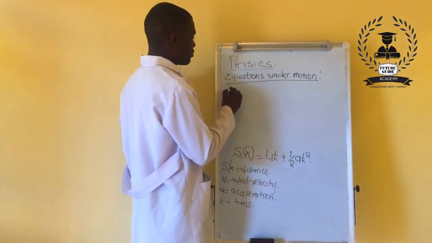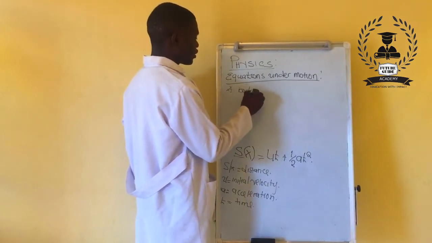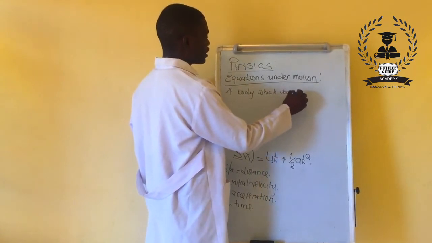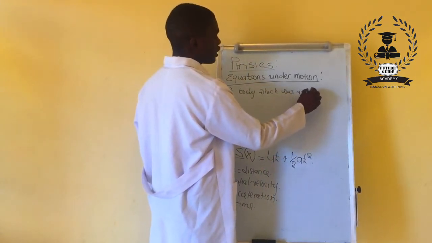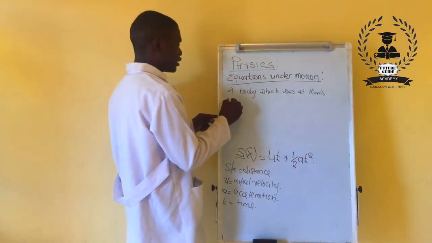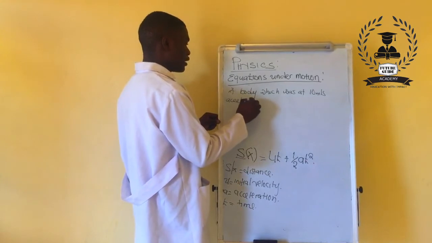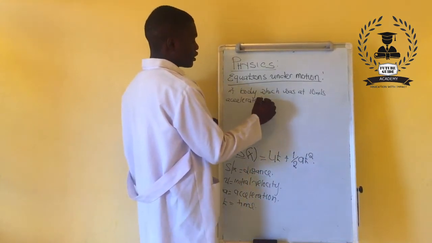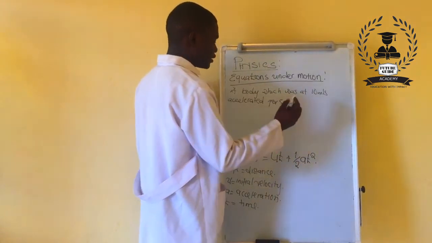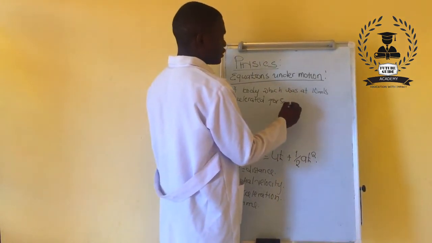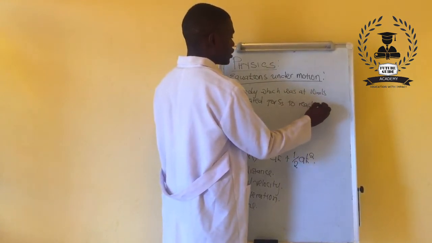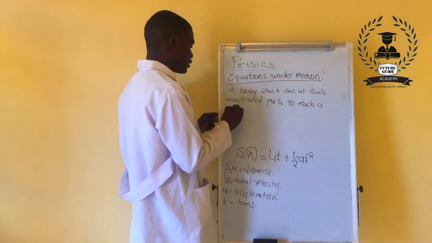A very good example, let's have a question which will use that formula. We are saying a body which was at 10 meters per second accelerated for 5 seconds to reach a certain speed.